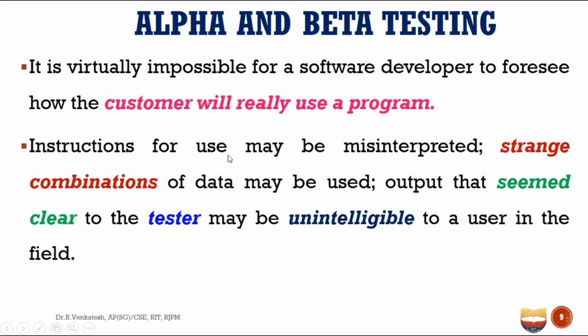How the end user or customer is going to use the end product or program is unknown, so the instructions for use may be misinterpreted. A strange combination of data may be used. Output that seems clear to the tester may be unintelligible to a user in the field. So how the user will use the product in the field is described by the acceptance test, alpha and beta testing.